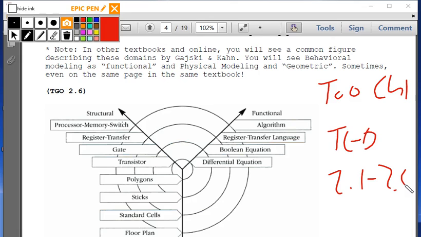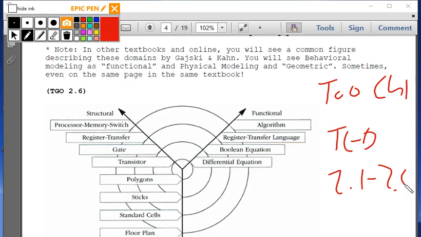In the whole process of designing a computer and designing an advanced digital system, you have to worry about functional, structural, and behavioral, which we'll call functional, behavioral, structural, and geometric. So what it means is we're actually doing this physical layout. It says geometric here in the TGO. I used physical modeling, right?